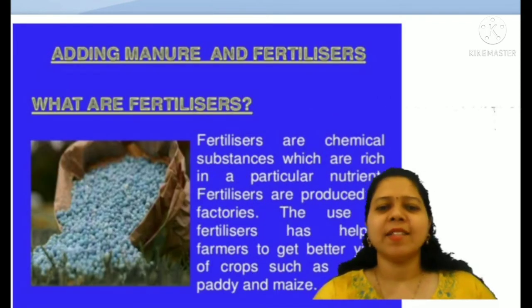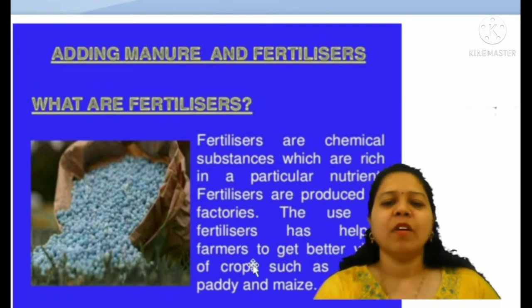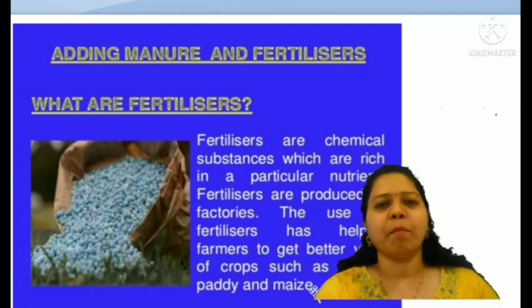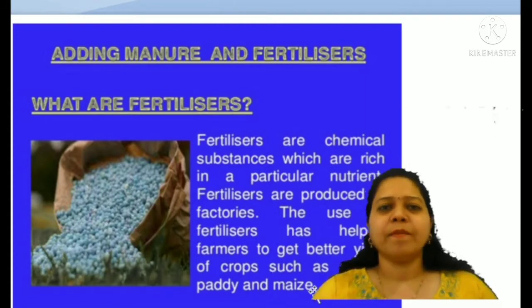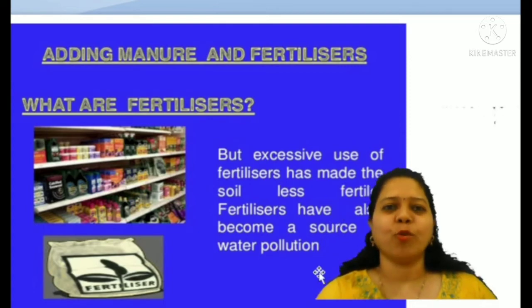What are fertilizers? See, fertilizers are chemical substances which are rich in a particular nutrient. Fertilizers are produced in factories, and the use of fertilizers has helped farmers to get a better yield of crops such as wheat, paddy, and maize. For getting a better crop, we are using fertilizers, which are chemicals. But excessive use of fertilizers has made the soil less fertile. Fertilizers have also become a source of water pollution.